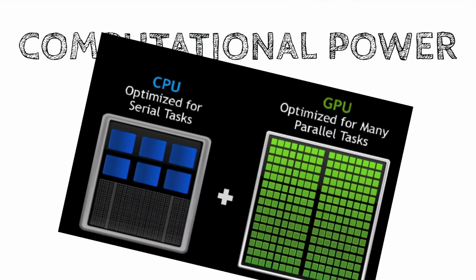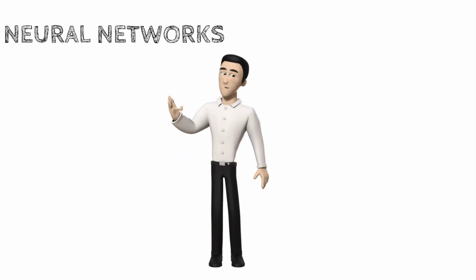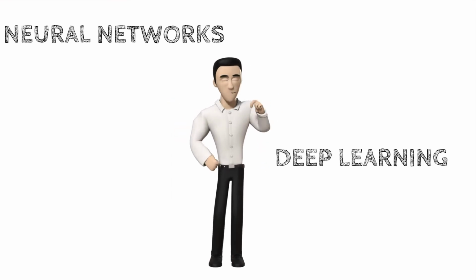Computational power. Training a neural network requires graphical processing units, which have thousands of cores as compared to CPUs. And GPUs are, of course, more expensive. And that's about neural networks and deep learning.